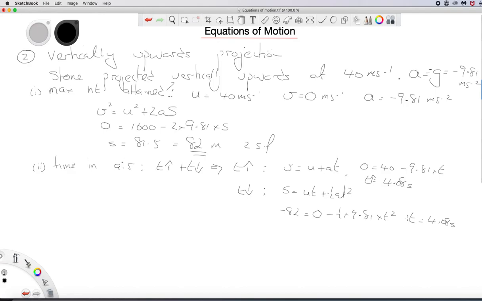And so the time of flight here, if you want to call it that, the time in the air, is 4.08 times 2, which gives us 8.2 seconds to 2 sig figs. So you could have just worked out the time on the way up and doubled it. But I wanted to illustrate that the two were the same.